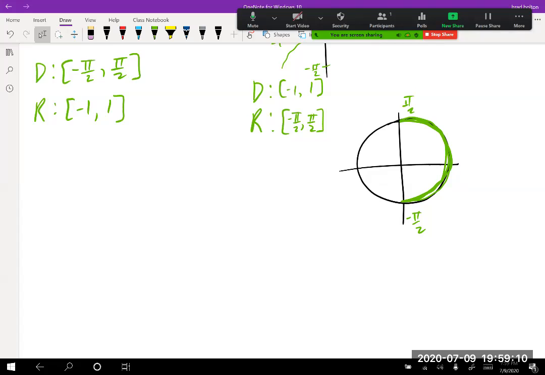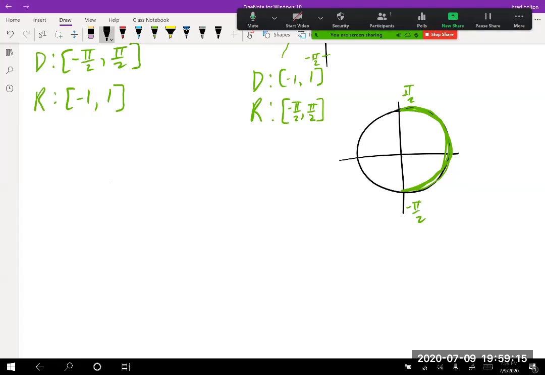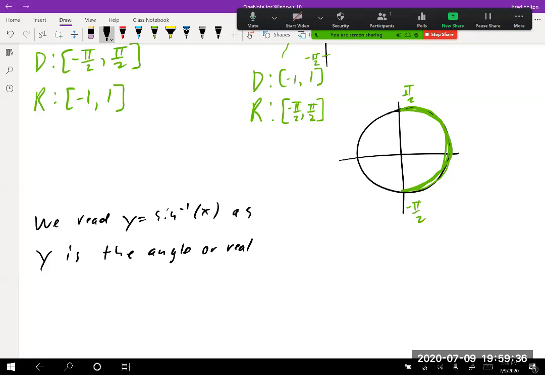So what we're going to do now is rewrite this. We read y equals sine inverse of x as, so this is how you can think of it, y is the angle or real number whose sine would equal x, okay?